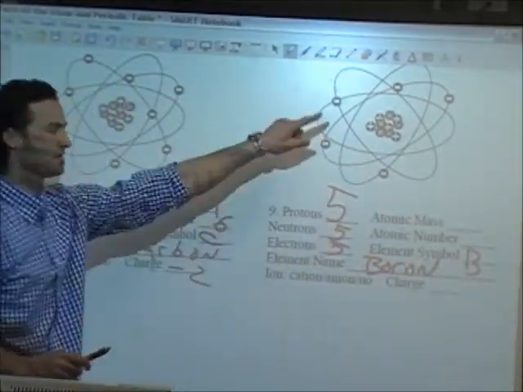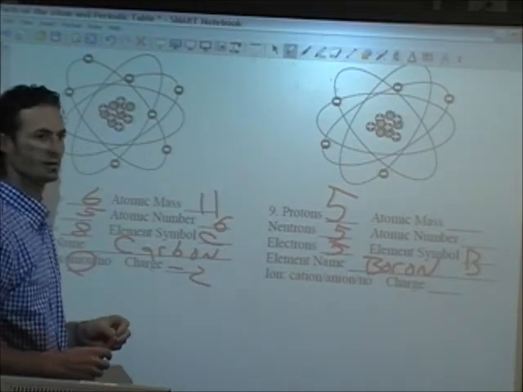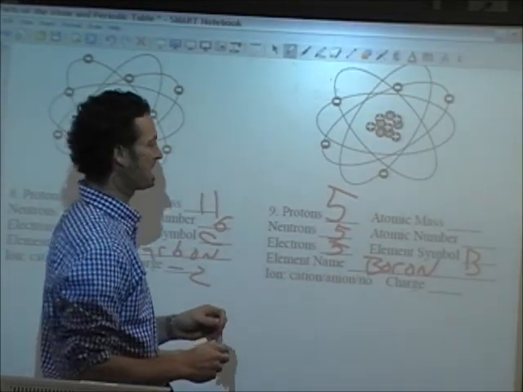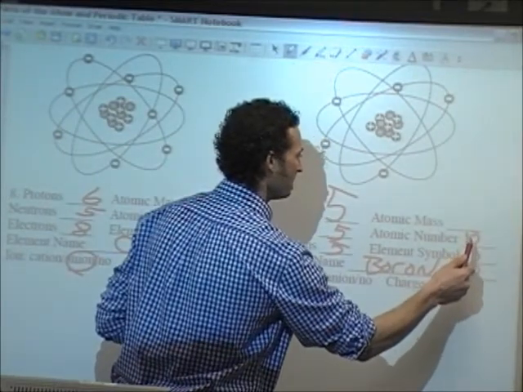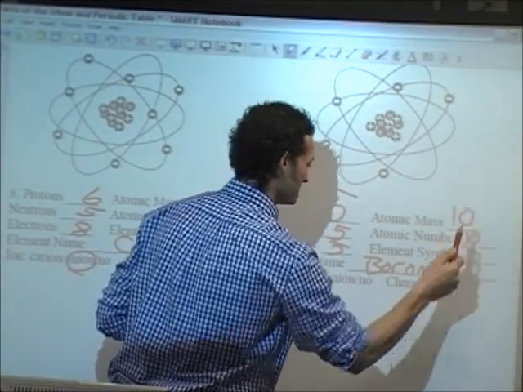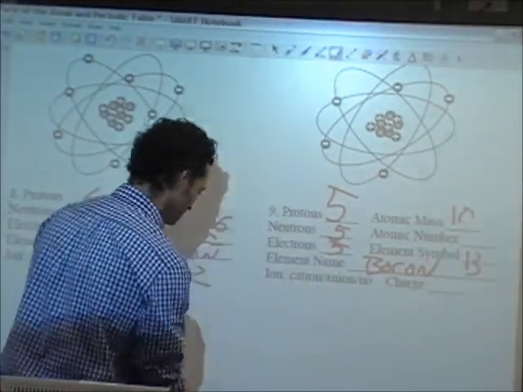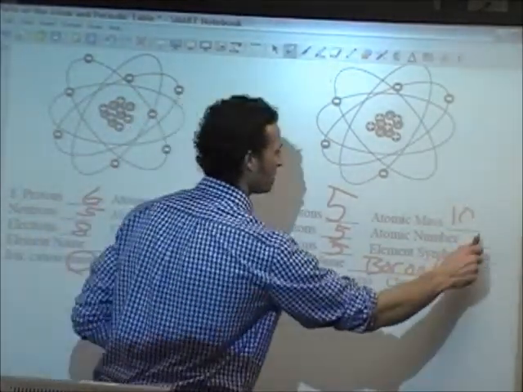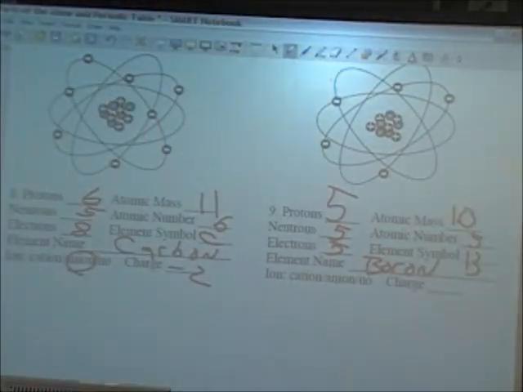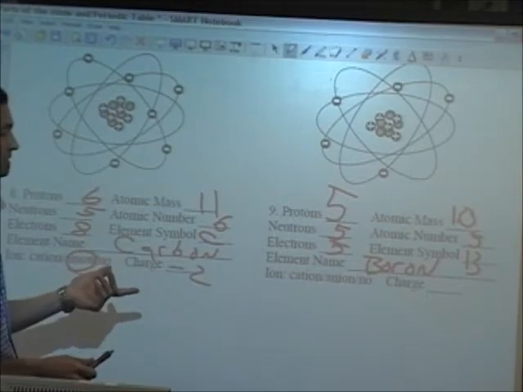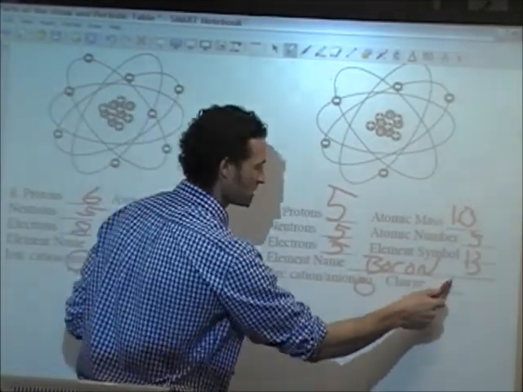What's the atomic mass of this atom? Paula, what is it? 10. 5 plus 5 is 10. Atomic mass is 10. Atomic number here would be. Any charge? No. 5 and 5, protons and electrons, so no charge. Charge would be 0.